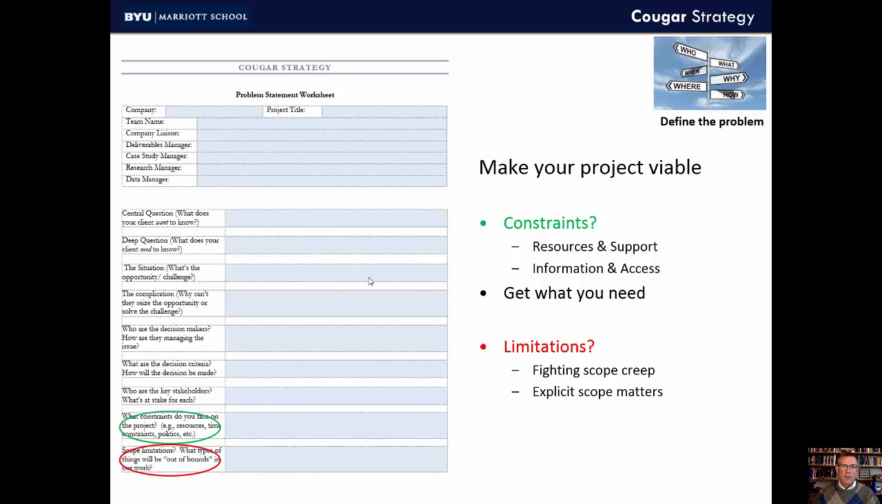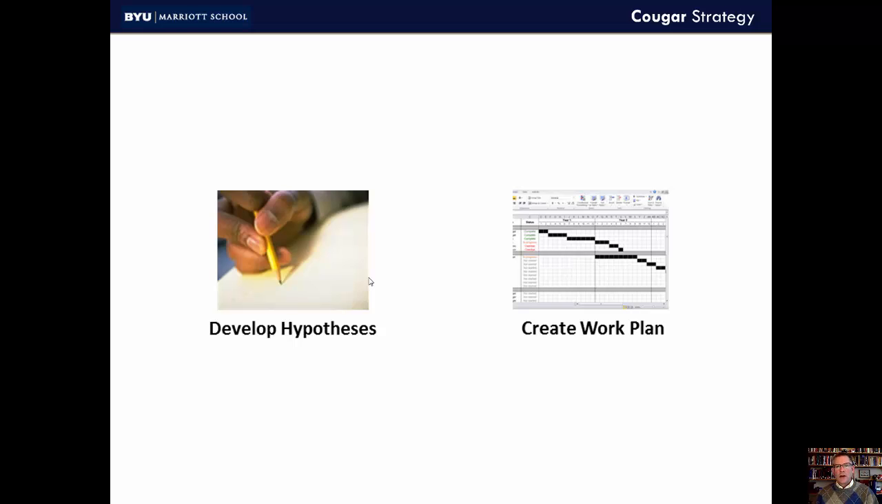Part of your job managing that relationship is to avoid and to fight scope creep, so that the client doesn't expect you to do more than you can, and that you don't commit to doing more than you can. And this makes sure that your project's actually doable and that on the 11th of March you'll hand them a value-added deliverable.